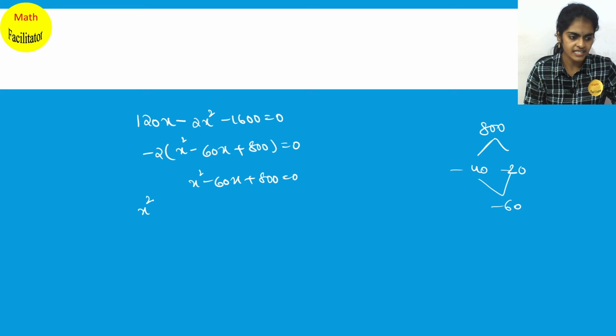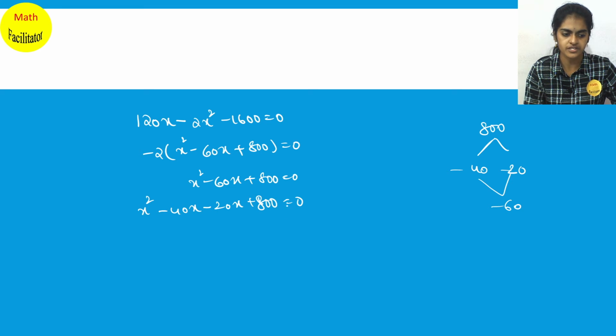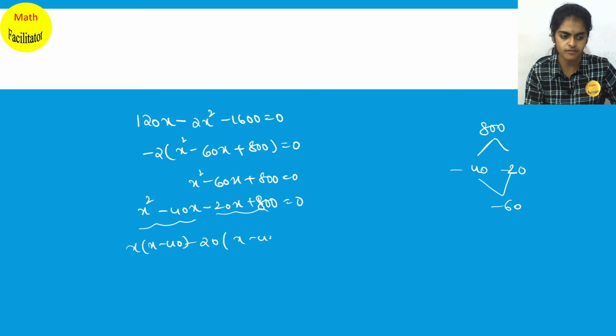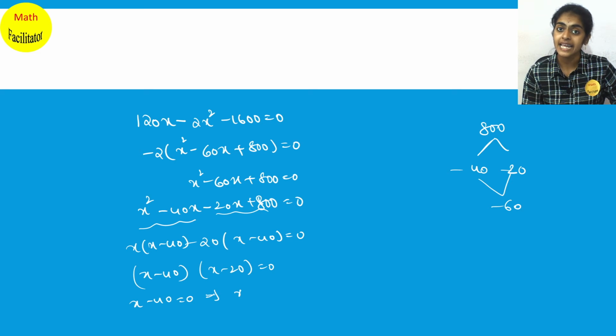Right? So this is x square, minus 60x I can write as minus 40x minus 20x plus 800 equal to 0. Now from these two terms, x is common, so I have x minus 40. From these two I have minus 20 common, so I have x minus 40 equal to 0. So x minus 40 again taking common, you have x minus 20 equal to 0, which means x minus 40 equal to 0 or x equal to 40, and x minus 20 equal to 0 or x equal to 20. Okay, x equal to 20.